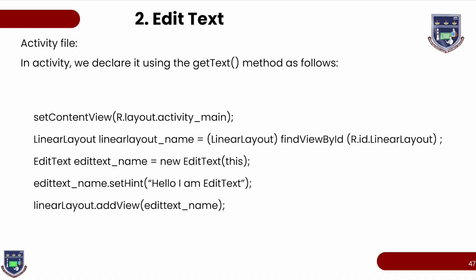So the first method we have seen, right. The second method is the activity file. Here the code demonstrates creating the EditText dynamically in an activity.